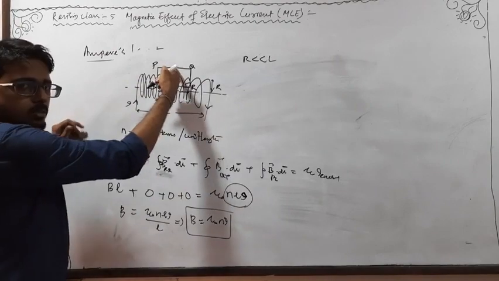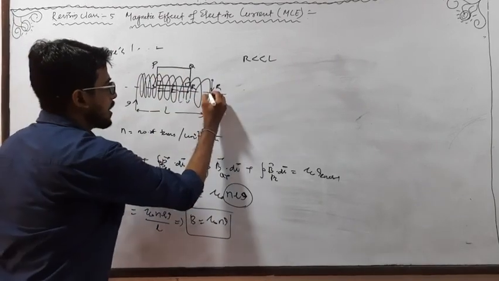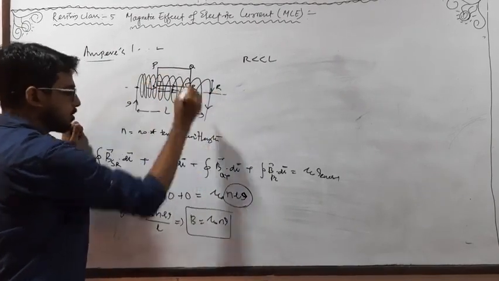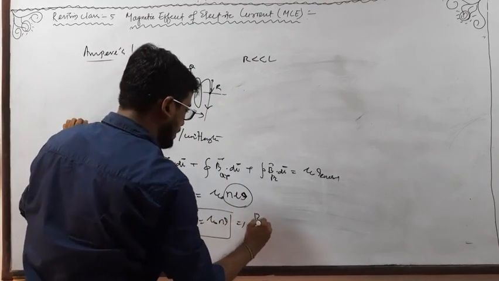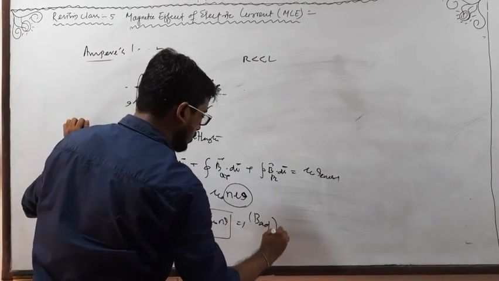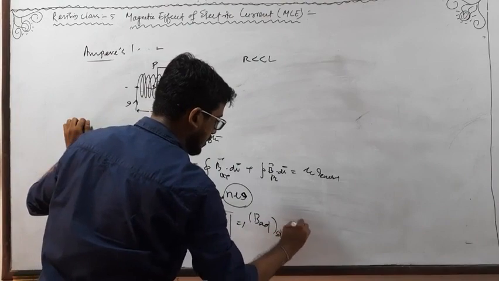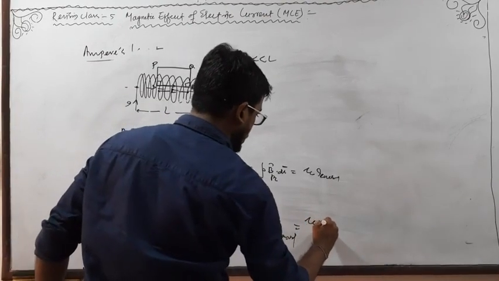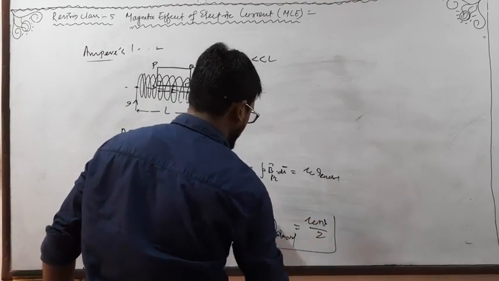Outside it will be 0, and you have to remember that the magnetic field strength at the two ends of the solenoid will be half of this. So B at end of solenoid will be mu naught nI by 2.